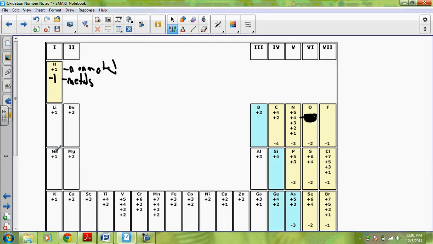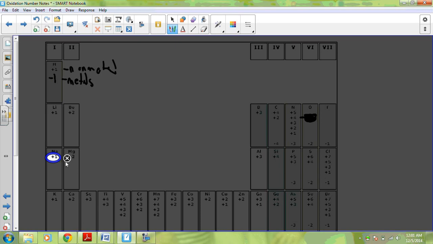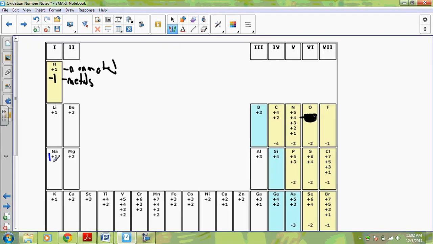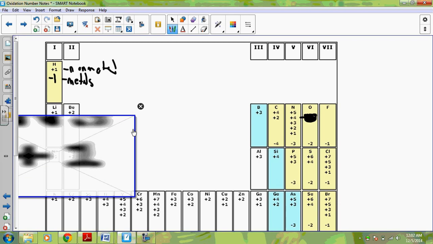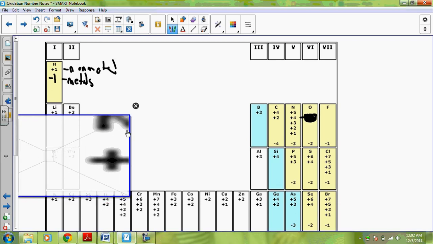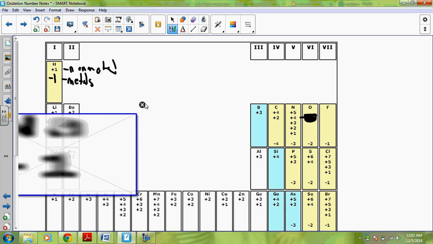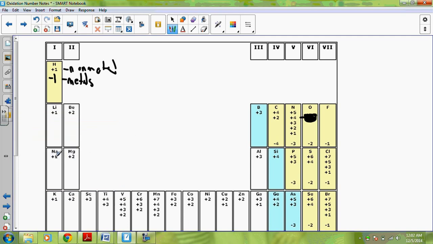We've got Na. Na is awesome because Na only ever has a +1 charge.